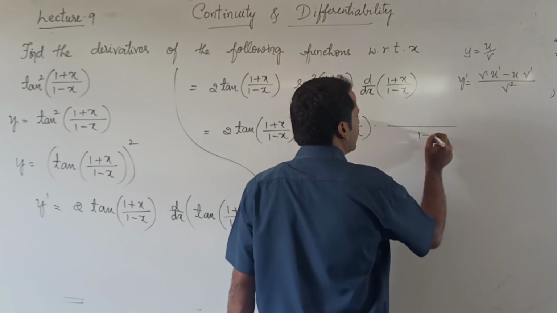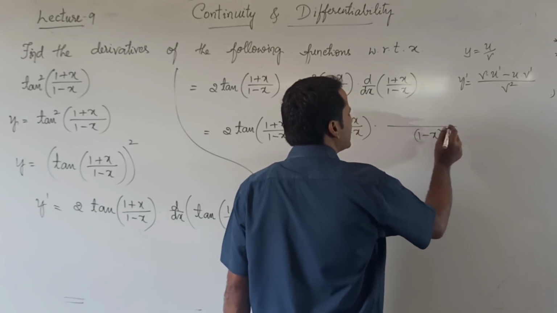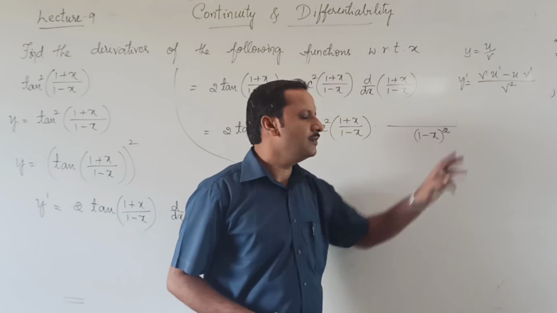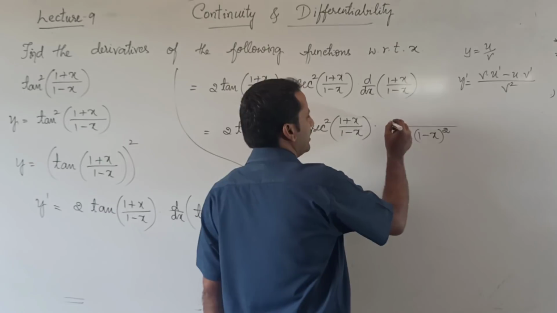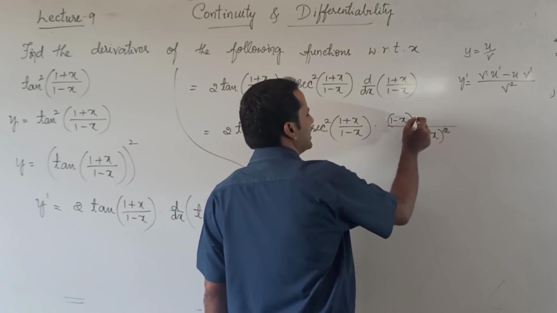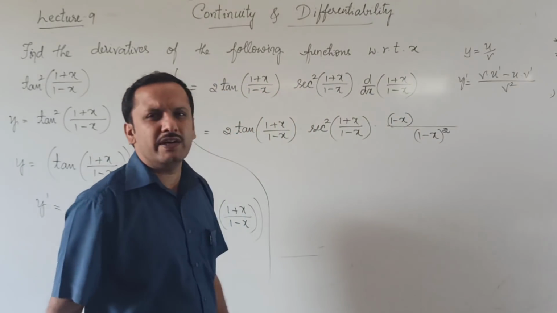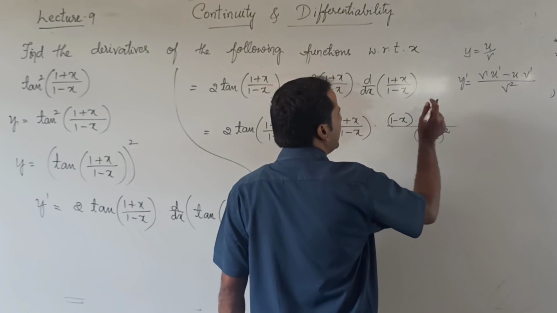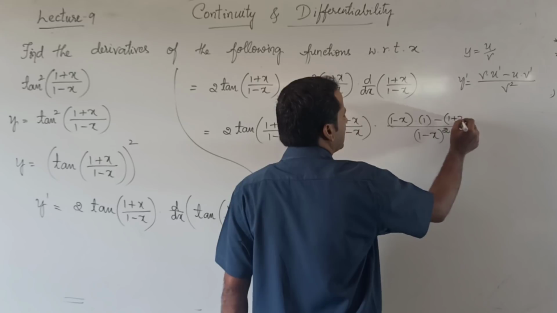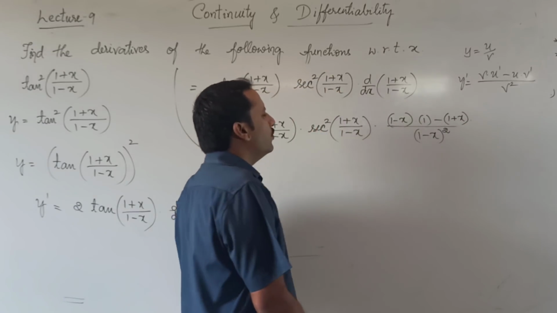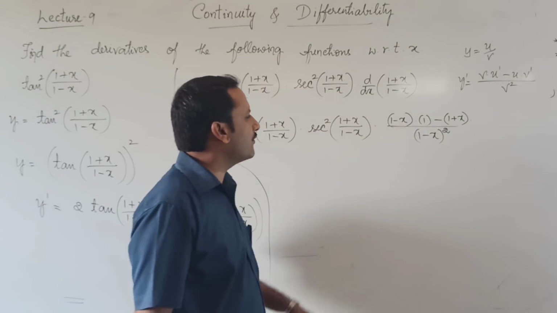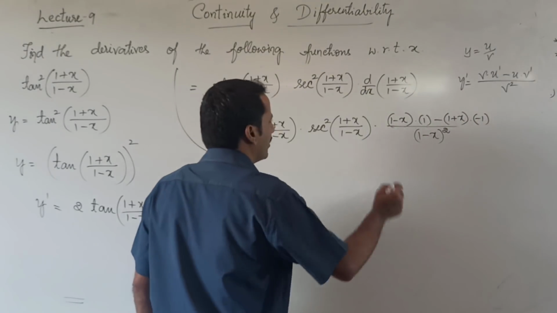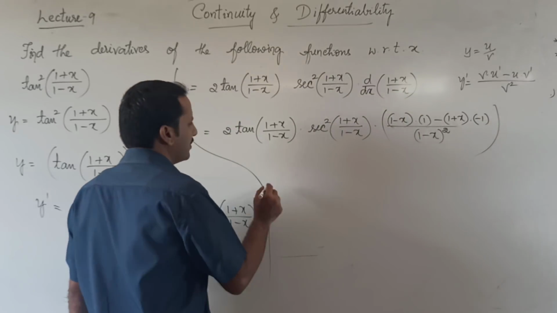I use the quotient rule here. Denominator 1 minus x whole square. Numerator will be (1 minus x) into u dash, the derivative of 1 plus x. The derivative of 1 plus x is 1. Minus u, u is 1 plus x, into v dash, the derivative of the denominator. The derivative of 1 minus x is minus 1. Okay, further we will simplify this.